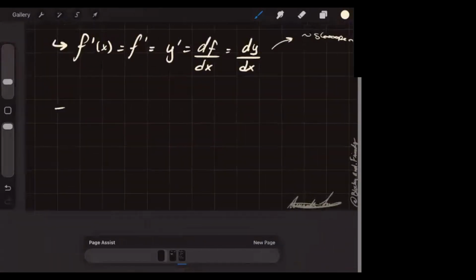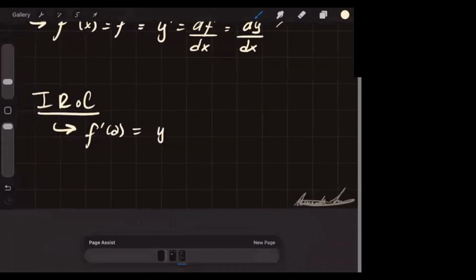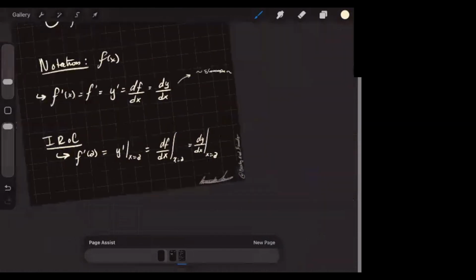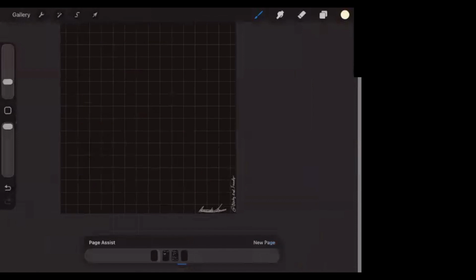And if you want the instantaneous rate of change form, you can write it as f prime a. You can write it as y prime at x equals a. You can write it as df dx at x equals a, or you can write it as dy dx at x equals a. All are valid, all are okay.